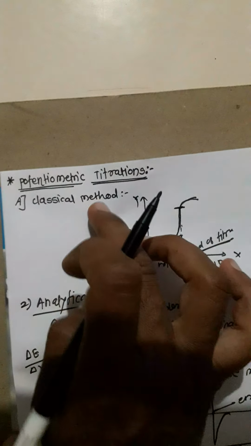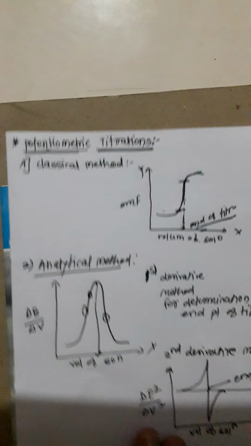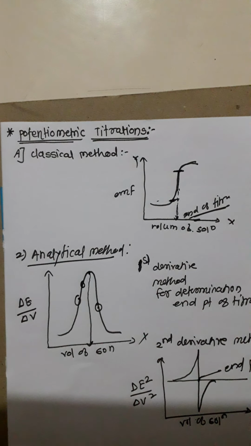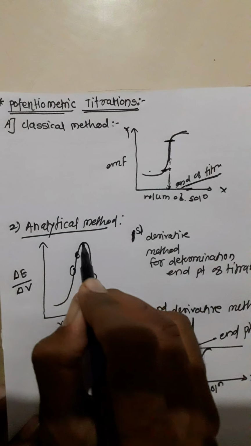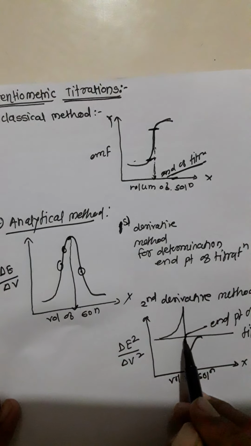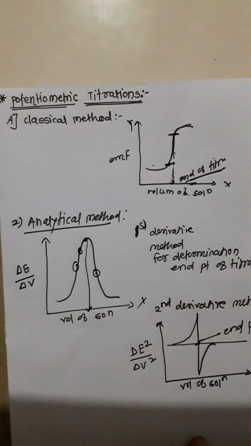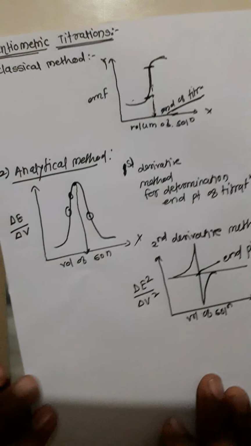Of both the classical and analytical methods, why do we use the analytical method? Because the analytical method gives the correct or exact end point of titration.